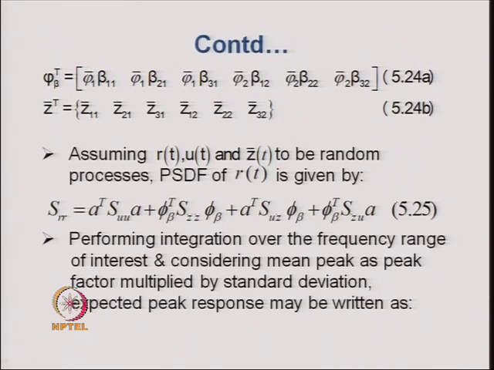The PSDF of RT is then given by equation 5.25, and this equation is shown over here. The reason for assuming RT, UT and Z bar T to be random processes is that the excitation is coming from an ensemble of time history records. That ensemble of time history records is characterized by a stationary random process, as well as a smooth response spectrum obtained for that ensemble of time history records.